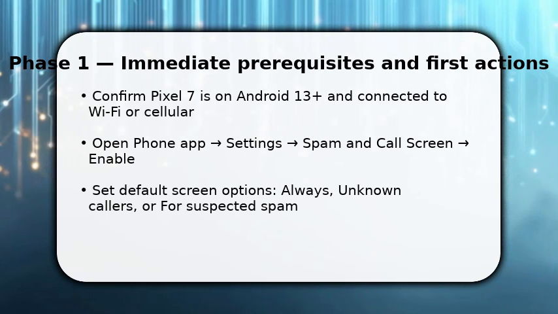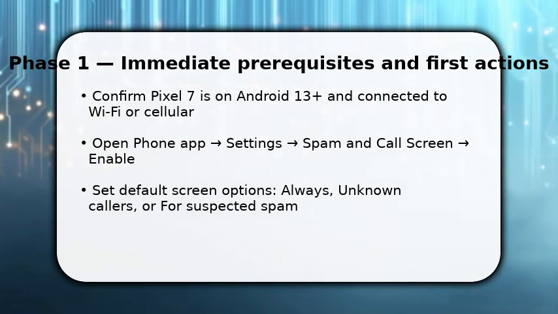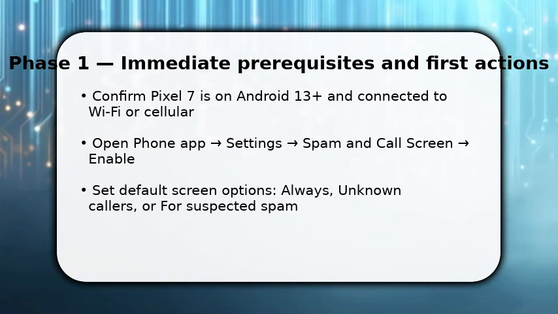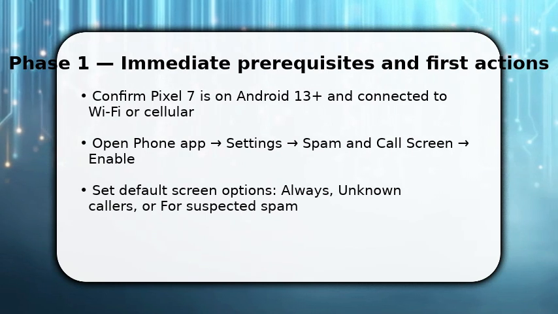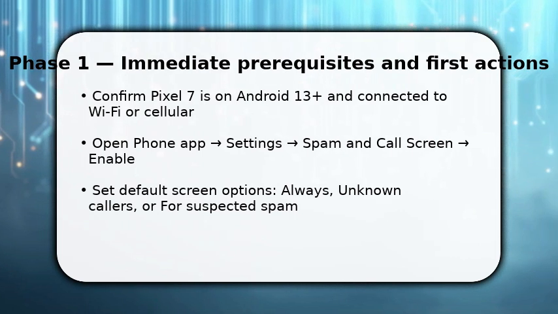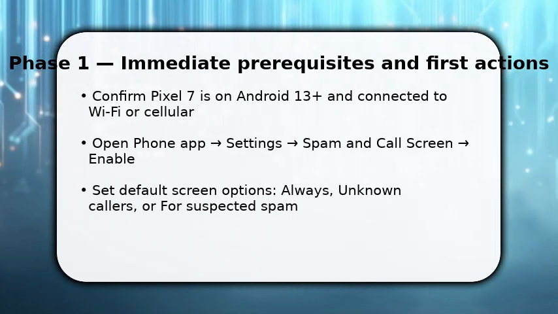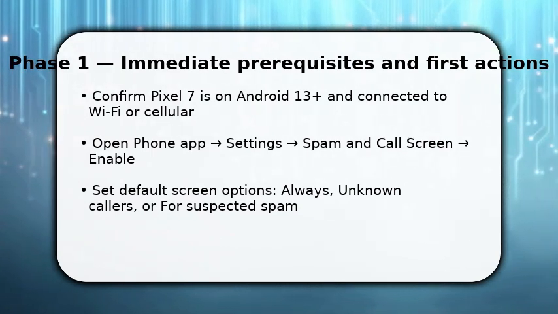You start by turning on the feature, open the phone app and go straight to Settings, then Spam and Call Screen. Tap to enable Call Screen and pick when it should trigger: unknown callers, suspected spam, or always for testing. Once done, make sure Google Assistant permissions are granted so screening can run hands-free. Without permission, you'll see prompts instead of automation.